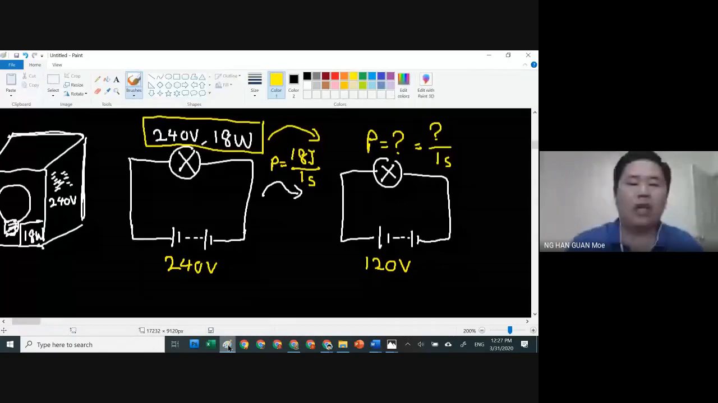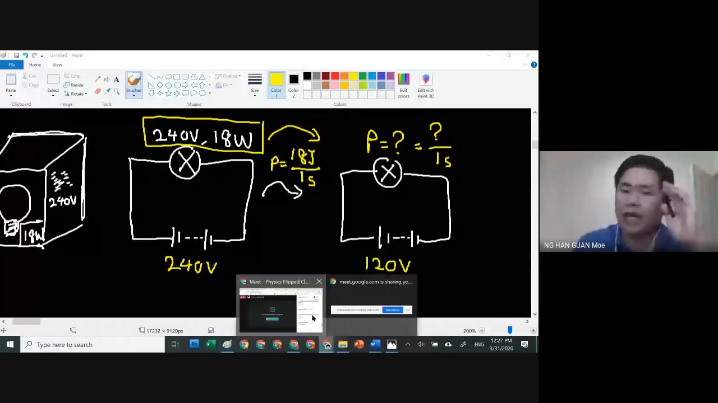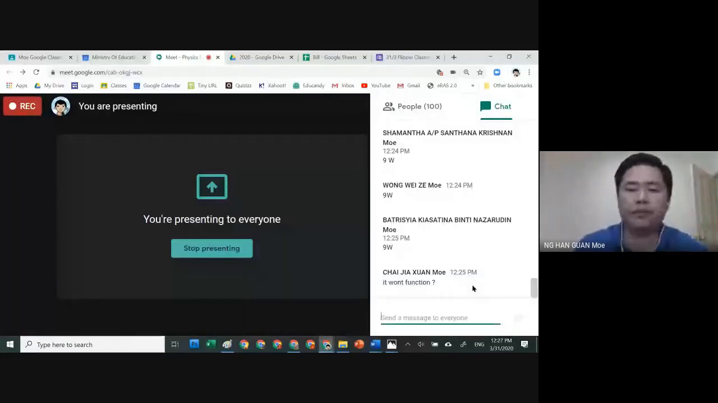So in this case, the bulb still lights up. But I just want to know how much energy is consumed every 1 second, or we say how much is the power itself. Many of you responded 8 watt, sorry, 9 watt. The answer is not 9 watt.